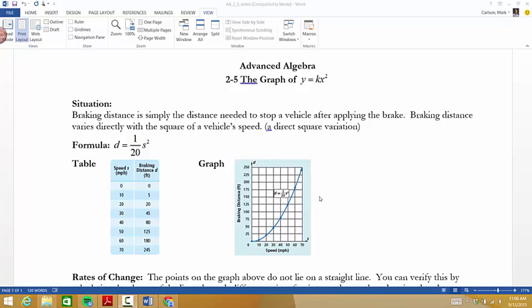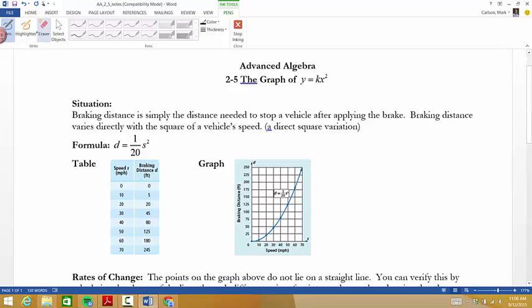Alright, let's continue our discussion about direct variation. Last time we looked at direct variation of the form y equals kx, where we had just the first power on the independent variable. Now we're going to ask what happens, and how are things different, if instead of having the first power, we have the second power on it. So we have something more of the form y equals kx squared. And how does that change everything for us?